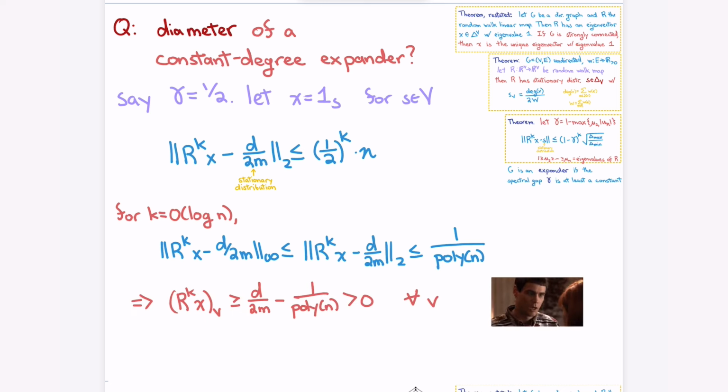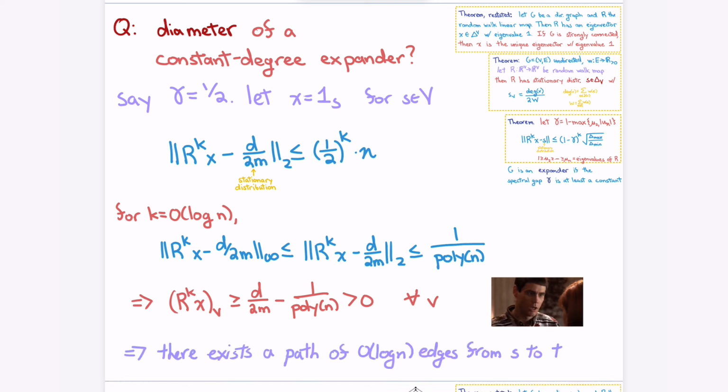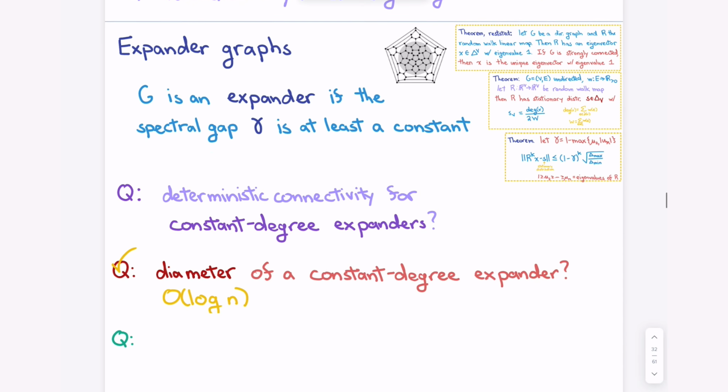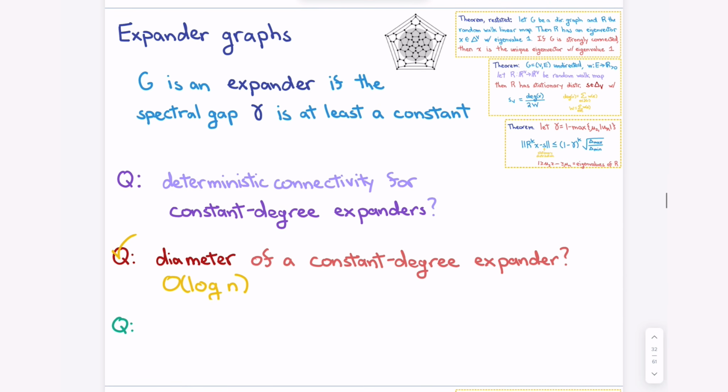So there's a non-zero chance that in log n steps you're going to get from S to T, right? So all that matters is that there is a possibility. So there must be some way to get from S to T in log n steps. All right. So if you knew that, we come back to this question of getting a deterministic algorithm for connectivity on an expander.